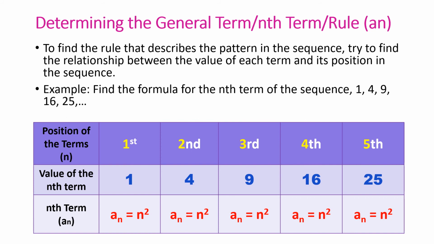For the solution, let's have this table. Position of the terms denoted by n, value of the nth term, and then the nth term formula or a sub n. Now, let's start by listing down the terms given in our sequence. They are 1, 4, 9, 16, and 25.